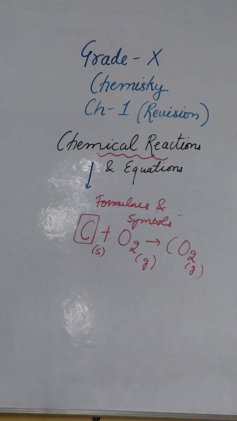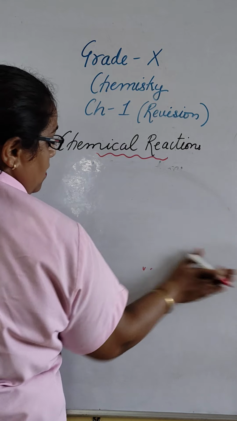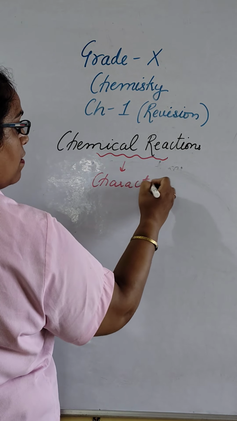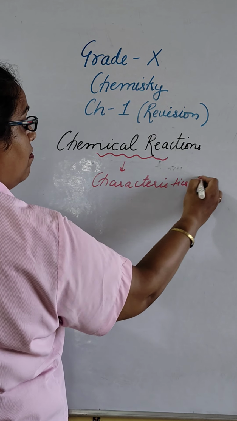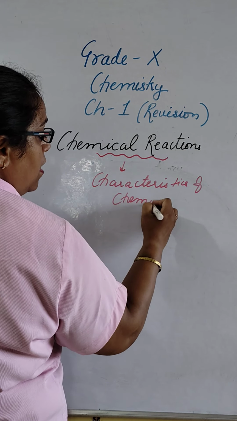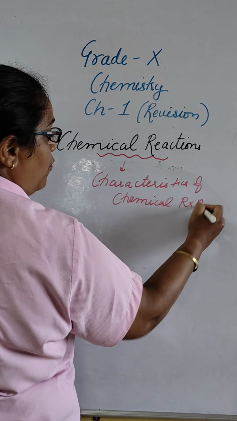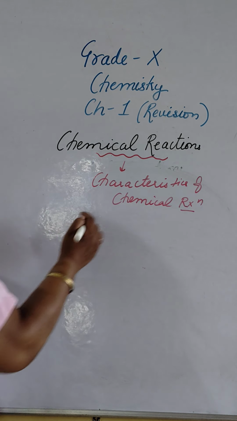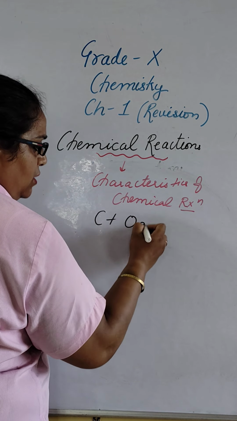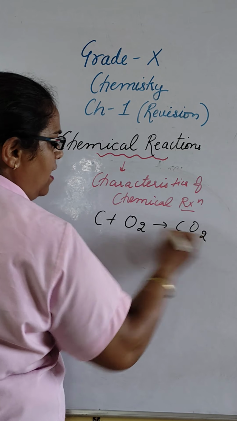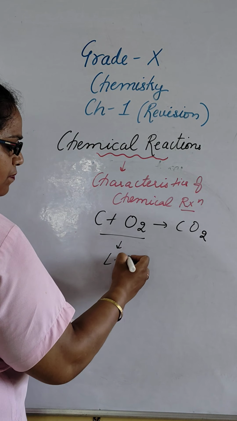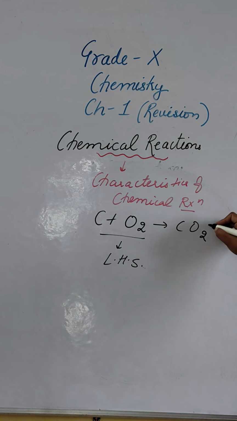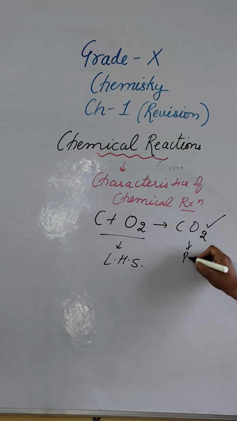Now, how can we say that a chemical reaction has occurred? Or, the characteristics of a chemical reaction. Before that, students, you should know what are reactants and what are products. Generally, the things written on the left hand side are your reactants and the things written on the right hand side are your products.